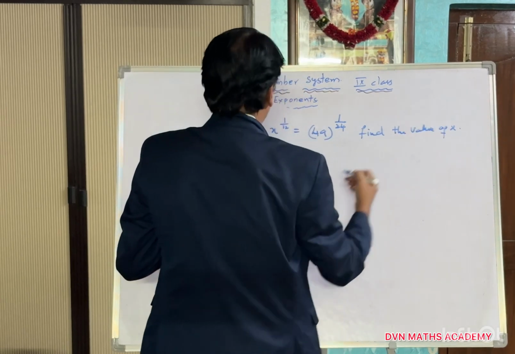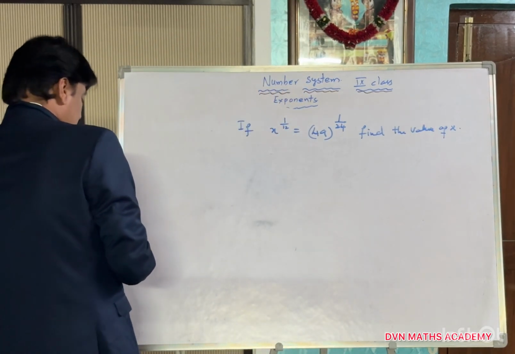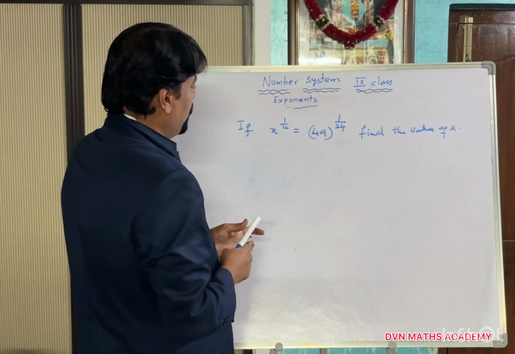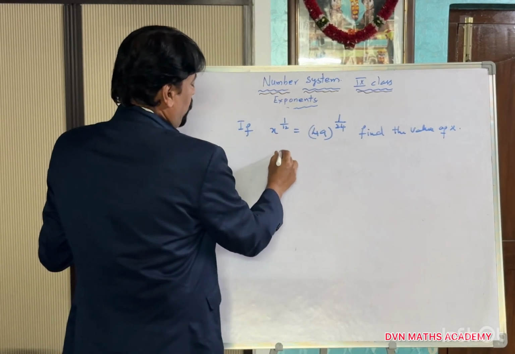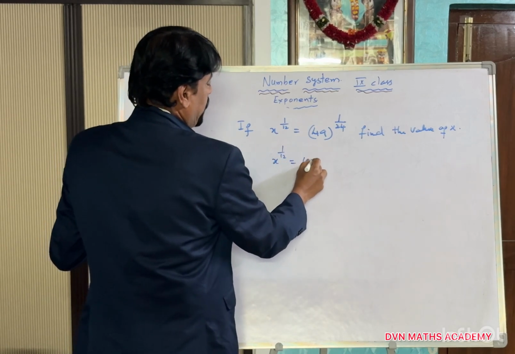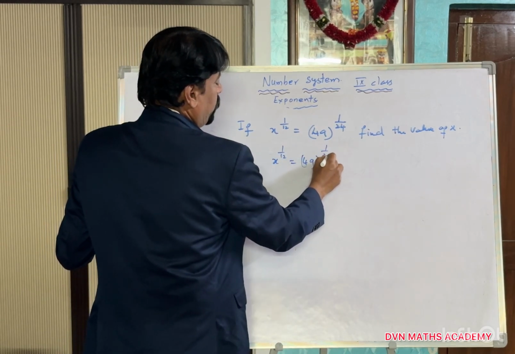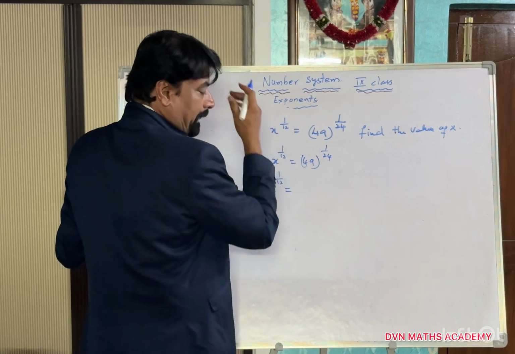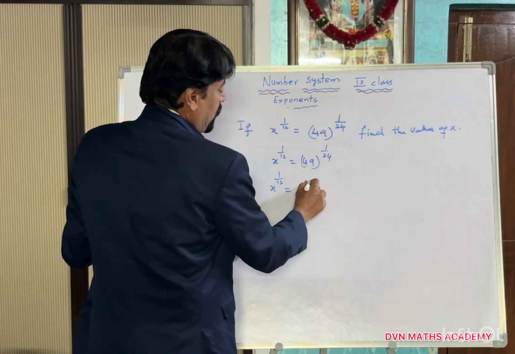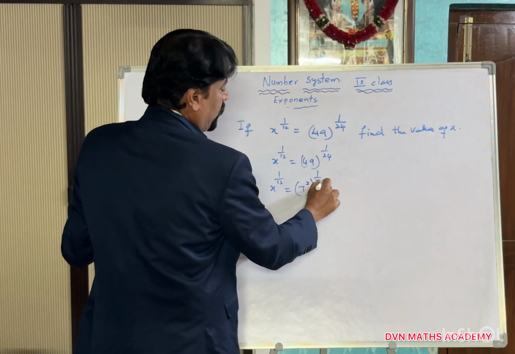So this is one more question. By seeing this question, you feel somewhat difficult, but it is very easy. So given is x to the power of 1 by 12 is equal to 49 to the power of 1 by 24. Just x to the power of 1 by 12 is equal to this 49, which I can write as 7 square whole to the power of 1 by 24.